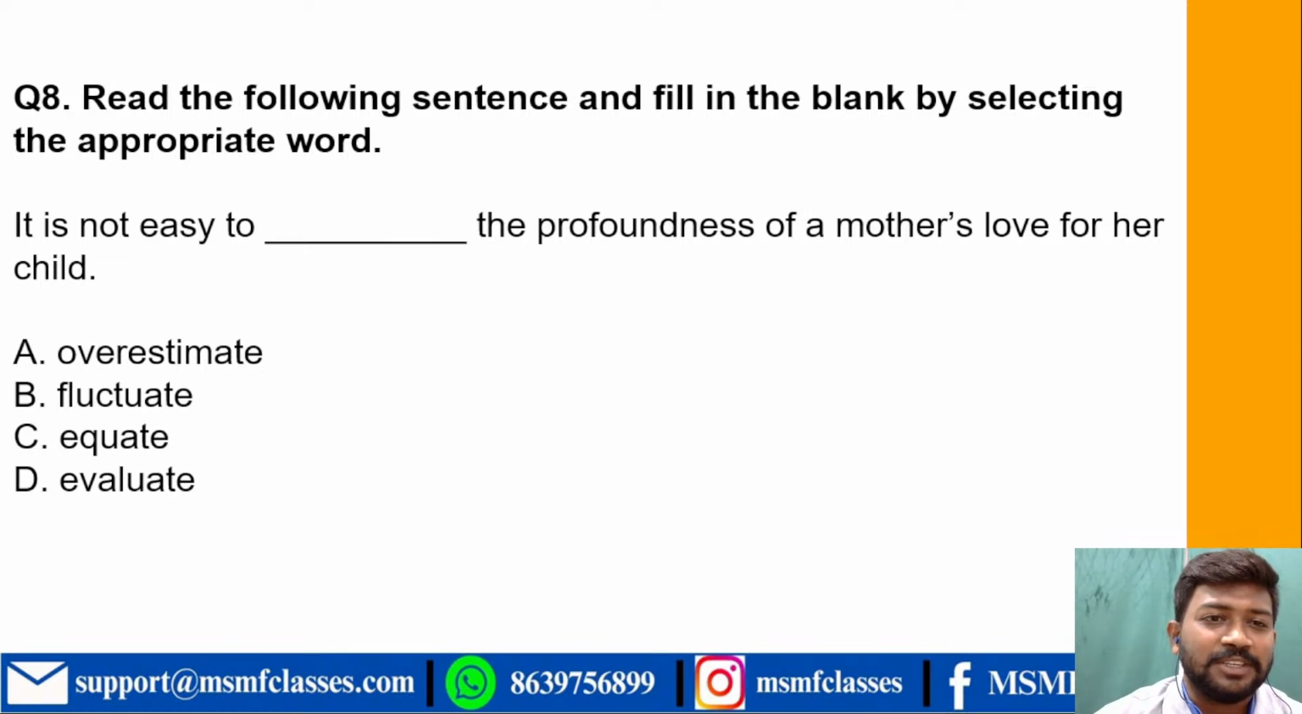Evaluate, evaluation. So let me give the meanings of this first of all. Overestimate, estimating something overly. Fluctuate, up and down is called fluctuate. Equate, that means we cannot find any equal, there is no equal thing. You cannot use any similar thing like that. Evaluate, finding the value. Finding the value is called evaluate. You can find this term in mathematics also. Evaluate the following. So now you can type your options here.